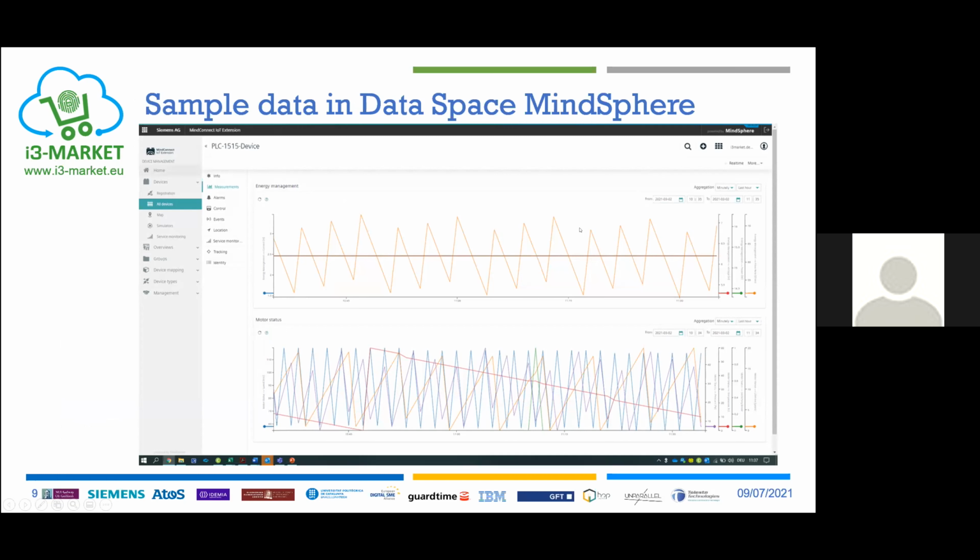We have data about energy management. So this is from our pressurized air equipment. And down here we have motor data. So this is power and voltage and currents from the motors. So this is the data we are actually trading. We have a metadata description for this data, but this is the real payload, I would call it, that we are offering on i3 Market. And yeah, this is our data offering, how it looks like in the data space.